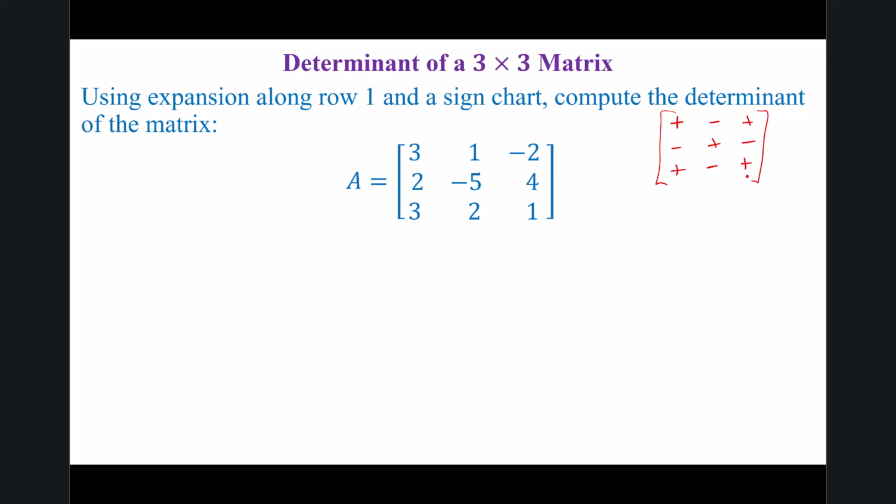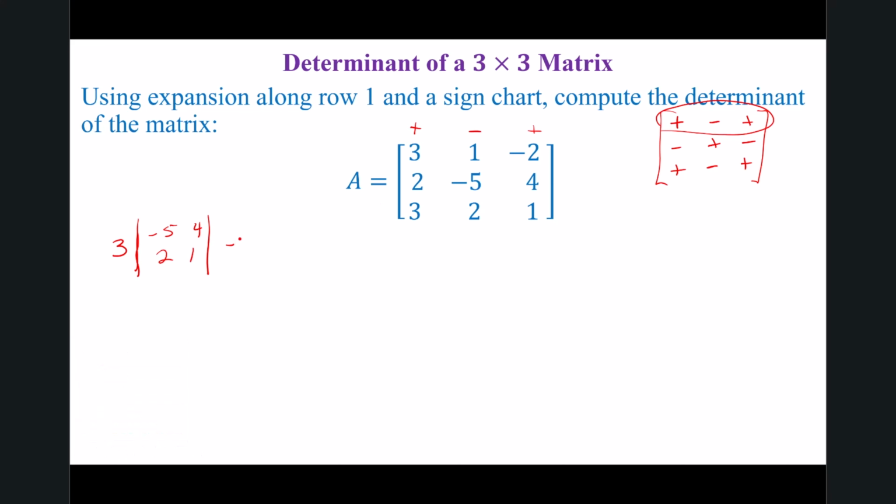So to expand along the first row, I'm going to use a plus 3, a minus 1, and a plus a negative 2, because that is the first row of the sign chart. And then here's what I mean by expand along that row. So I'll start with the plus 3, and then if I cross off the row and column that have that 3 in it, I'm left with the negative 5, 4, 2, and 1. So I'll take that plus 3 and multiply it by the determinant of the matrix of what would be left if I cross off the row or column.